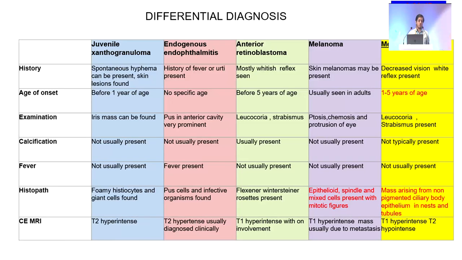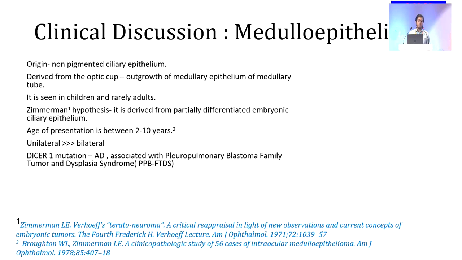We have to keep in mind that there are a few differentials of pediatric ciliary body mass, like medulloepithelioma. The age of onset corresponded with the patient. In melanomas, epithelioid and spindle cells are present, and there is no patchy enhancement. In anterior RB, calcification may or may not be present. Medulloepithelioma is a rare differential, originating from non-pigmented ciliary epithelium derived from the optic cup, and it is seen in children and rarely in adults. The Zimmerman hypothesis suggested the derivation to be from partially differentiated embryonic ciliary epithelium. It is more commonly unilateral, as in our case, and DICER1 mutation can be associated with a few syndromes. Thank you.